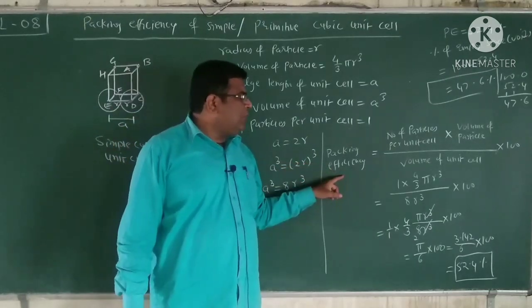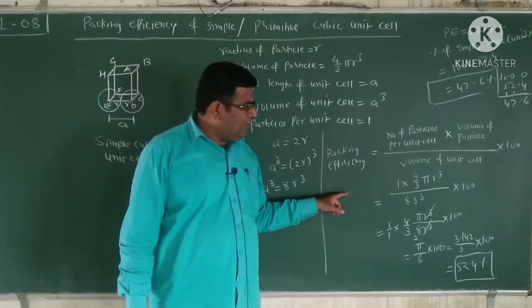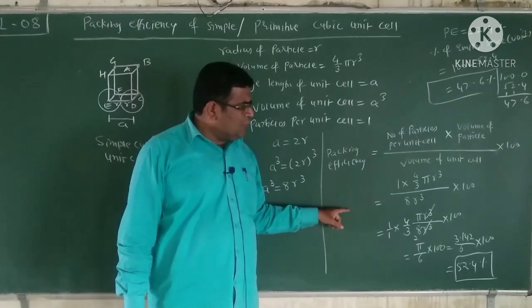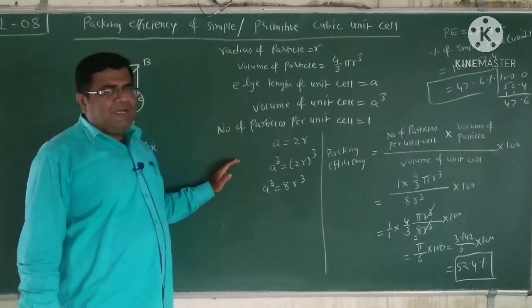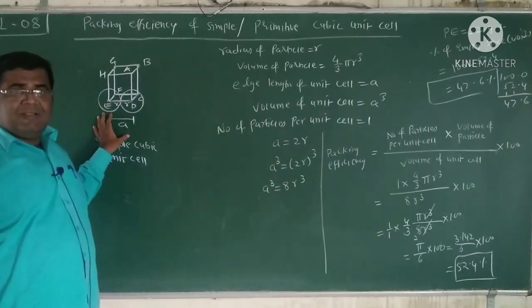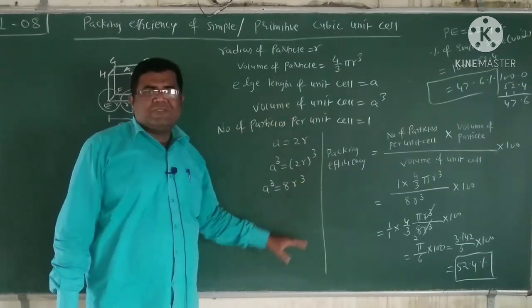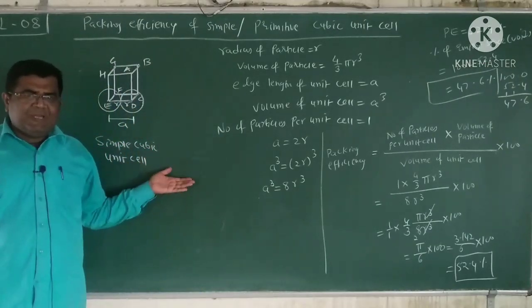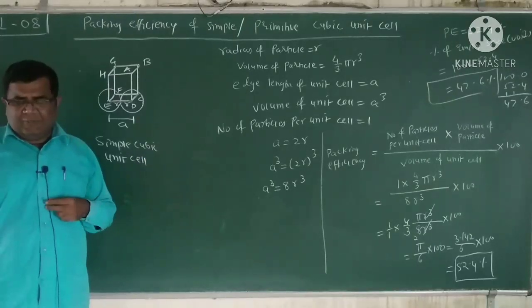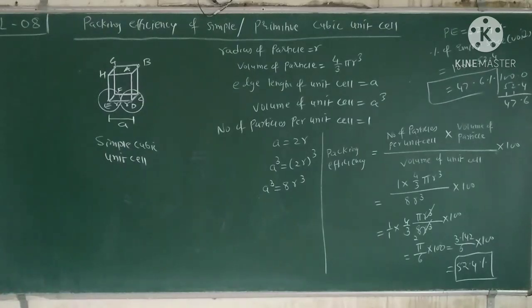Packing efficiency is number of particles per unit cell 1, volume of particle 4 by 3 pi r cube, volume of unit cell is 8r cube, into 100. That becomes pi by 6 into 100. It becomes 52.4%. So it carries 3 marks. Diagram carries marks. This packing efficiency formula also carries marks, and of course these steps also carry marks. So not at all a difficult derivation. You practice it and you will understand how we have to write it. So this is for the simple cubic unit cell.